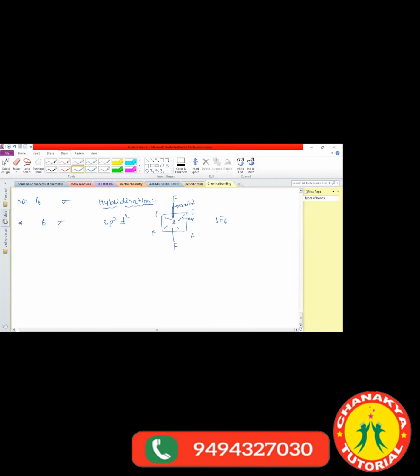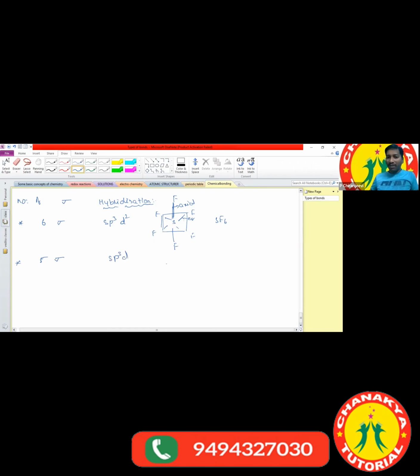Yes, sir. So what is the hybridization here? sp3d2 hybridization. In sp3d2 hybridization, how many total sigma bonds are there? Six sigma bonds. If the central atom is surrounded by six sigma bonds, it exhibits sp3d2 hybridization. If it has five sigma bonds, it exhibits sp3d hybridization.